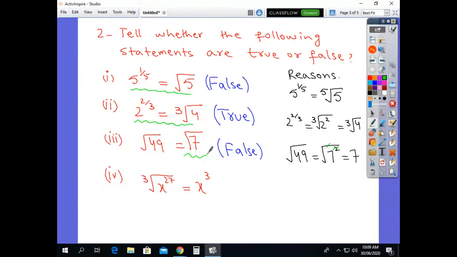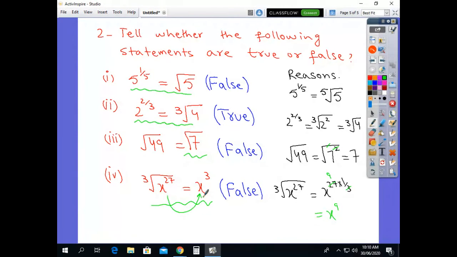And lastly, this statement is also false. Reason is we can write cube root of x raised to power 27 as x raised to power 27 into 1 by 3. After cancellation of 3 with 27, we get 9. It becomes x raised to power 9. But in the question we see that this expression is written equal to x raised to power 3, which is a false statement. Clear?